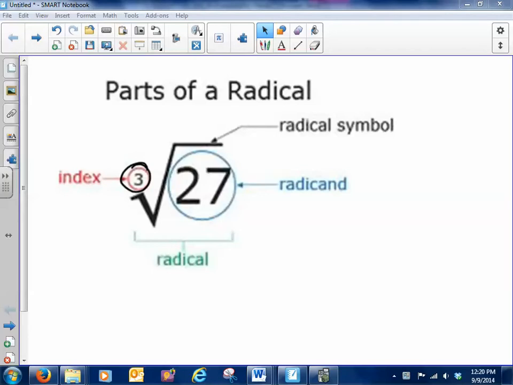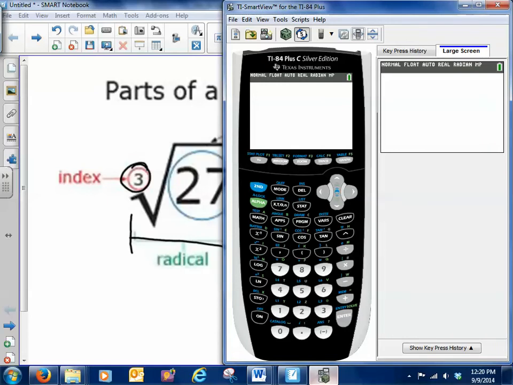The radical itself is the actual square root symbol itself, the radical symbol. And then the radicand is the number inside of that. Now, when we're talking about square roots, you need to be kind of conscious. There's certain ones that are perfect square roots. Perfect square roots would be like ones where, if I did the square root of 4 and I hit enter, I get a number like 2. That's a perfect square root.